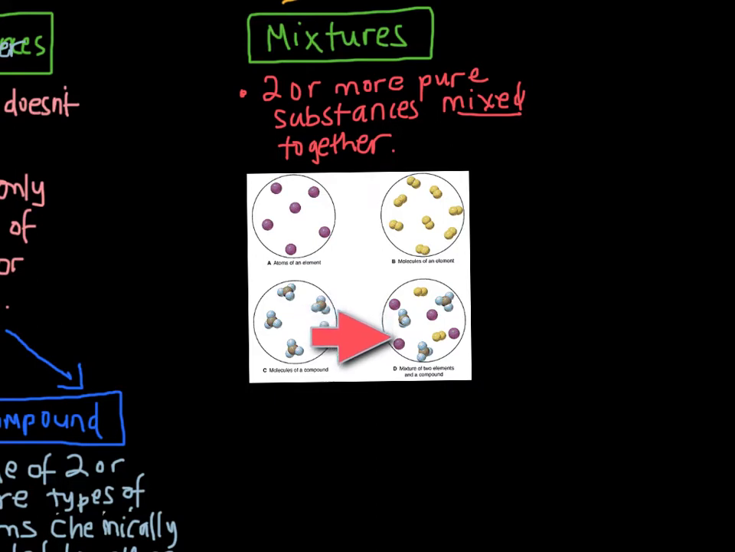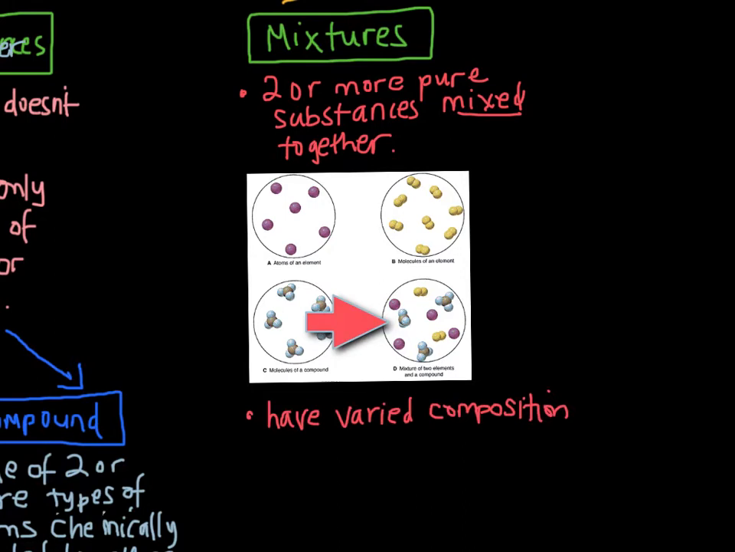This, however, right here is a mixture. That's a mixture because we have all 3 of these things hanging out or mixed together in the same container. They're not chemically bonded to each other. They're literally just mixed with each other. So some characteristics of mixtures. The big one is that they have a varied composition. If I were to take this mixture right here and pour part of it into another container, I wouldn't get exactly the same amount of each of these different pieces in each of the containers. It would vary just depending on what ended up getting poured into the container.